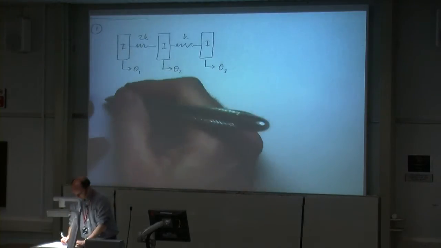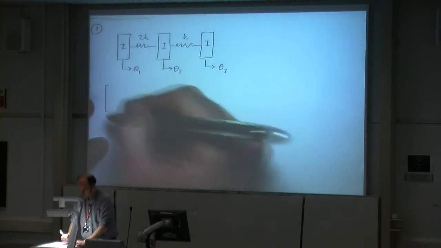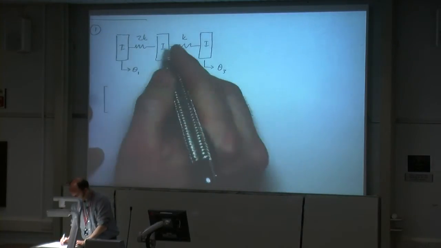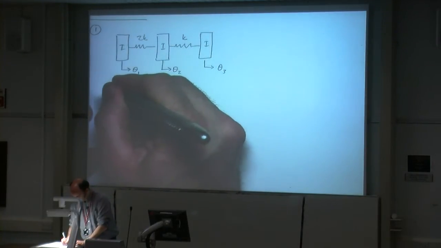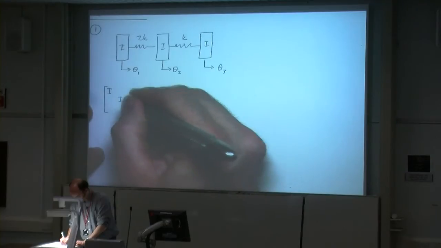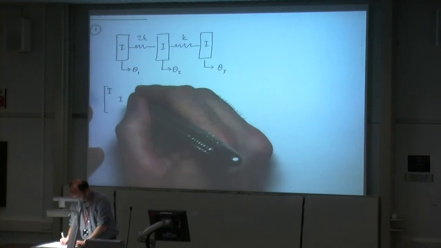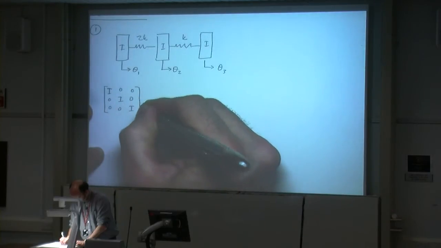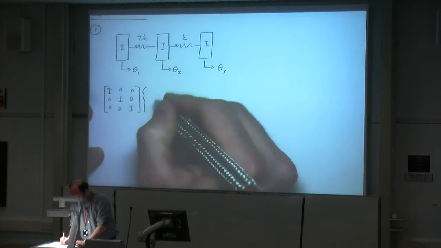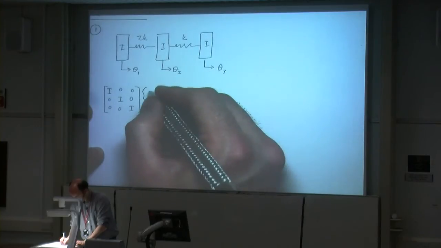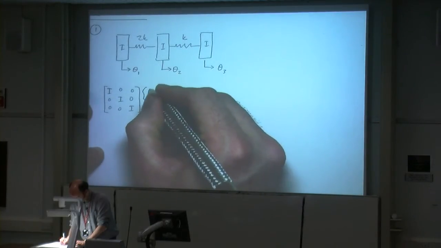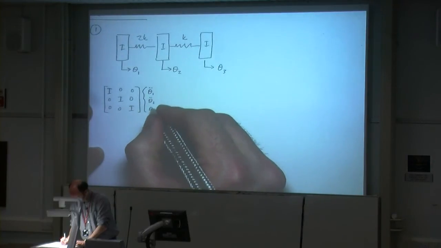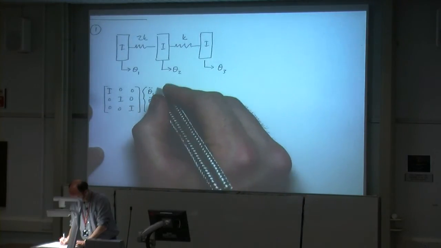So the quick method: we've got our mass matrix, or inertia matrix. It's basically the diagonals. We've got each of the masses or inertias, so we've got I, I, and I. And that's multiplied by the angular accelerations, so theta 1 double dot, theta 2 double dot, and theta 3 double dot.